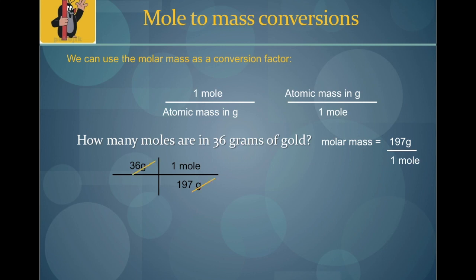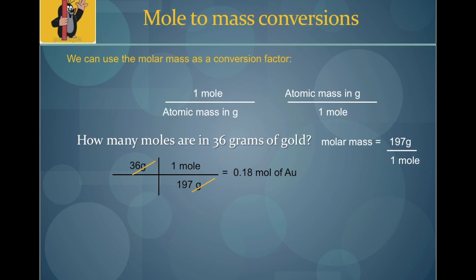It turns out that if we have 36 grams of gold, we have 0.18 moles. This makes sense because if we had 1 mole, we'd have 197 grams. If we have 36 grams, we're going to have quite a bit less than a mole. So that seems to make sense. It's always good to check your answer and see if it makes sense, as always with chemistry problems.